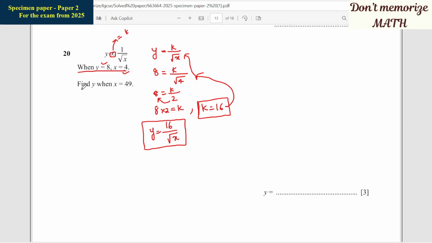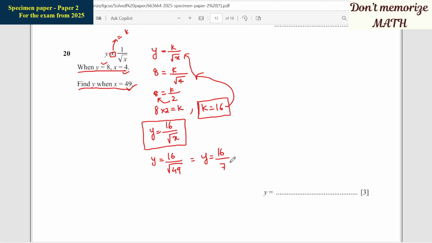Okay, then what is the question? Find y when x is equal to 49. So you can use this equation to find the value of y. Okay, y is equal to 16 over, what is the x value? X is 49, so you will get square root of 49. Okay, so you will get y is equal to 16 over square root of 49, which is 7. Okay, 16 over 7. This is an improper fraction.